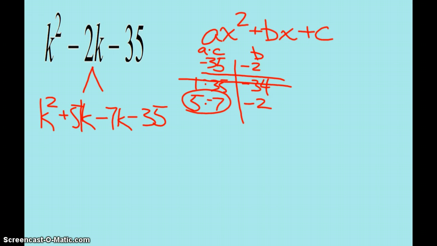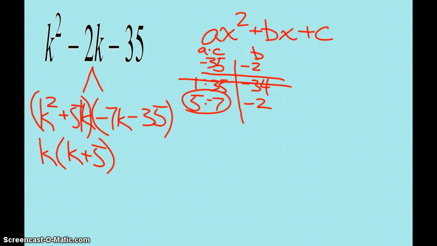What we do next is use grouping. We group the first two, we group the second two. As you may recall, the grouping method starts off by taking a GCF out of the first parenthesis, which is k, and we're left with k plus 5.